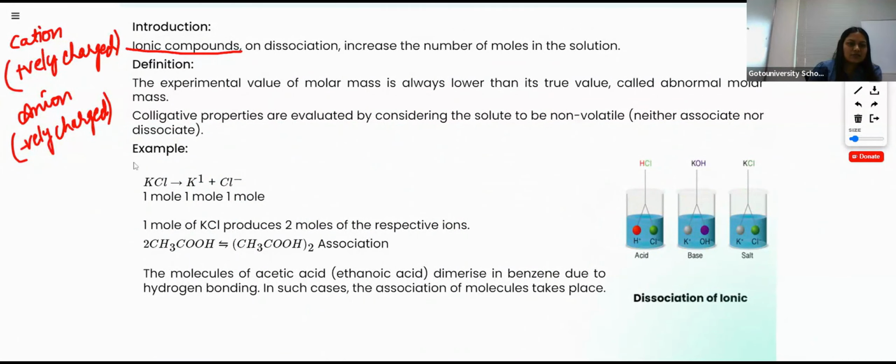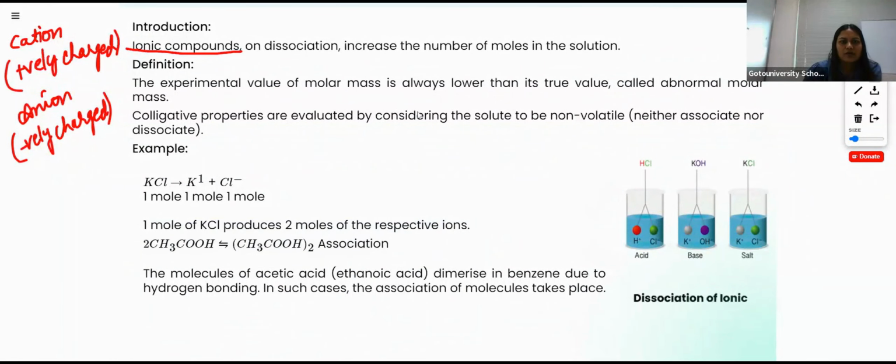This was an example for dissociation. Let's take an example of association for acetic acid, where the molecules of acetic acid form a dimer, or get associated. The molecules of acetic acid, or ethanoic acid, dimerize and get associated in benzene due to hydrogen bonding. In such cases, association takes place.